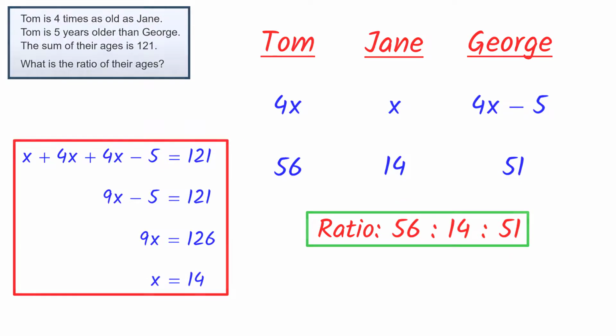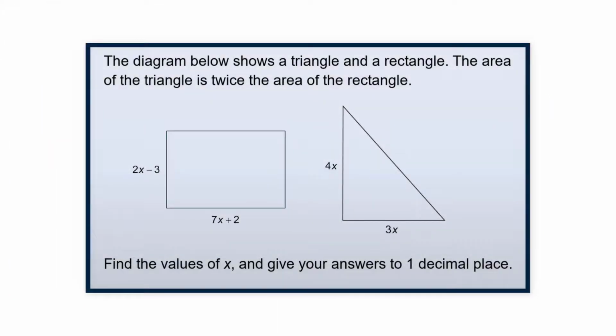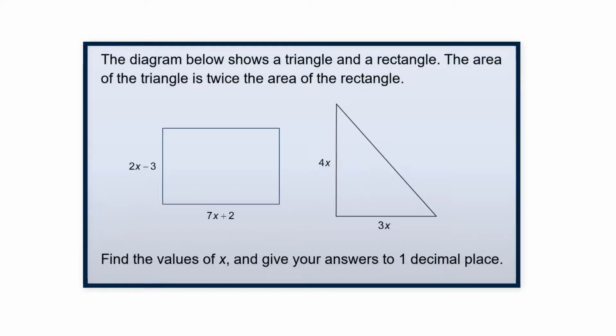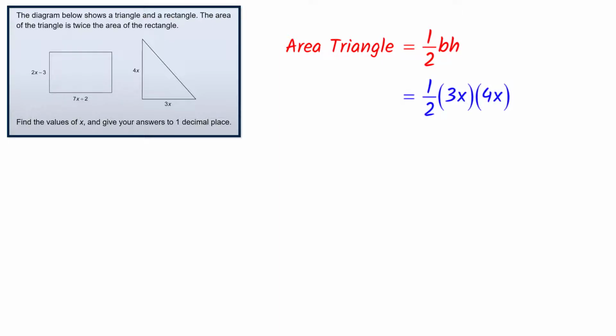Okay, so let's try another example. The diagram below shows a triangle and a rectangle. The area of the triangle is twice the area of the rectangle. Find the value of x and give your answers to one decimal place. First, find the area of the triangle using the formula: area of a triangle is equal to half base times the height. So this gives half times 3x times 4x, which is equal to 6x squared.